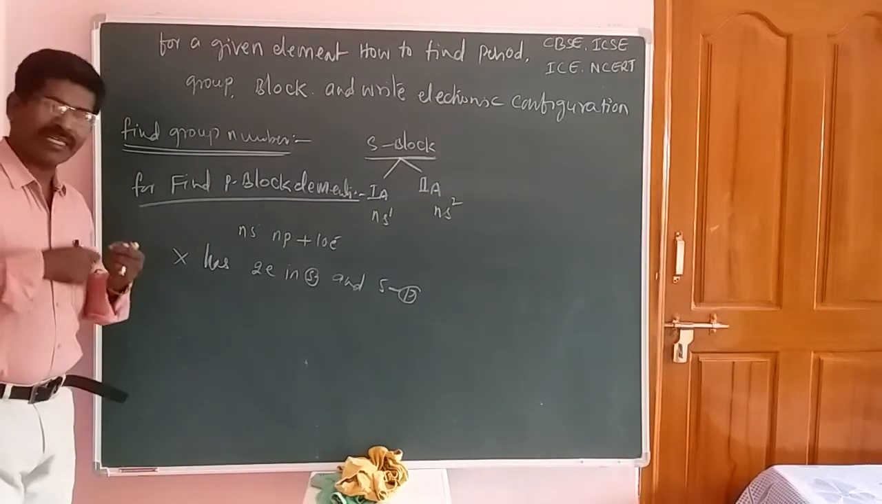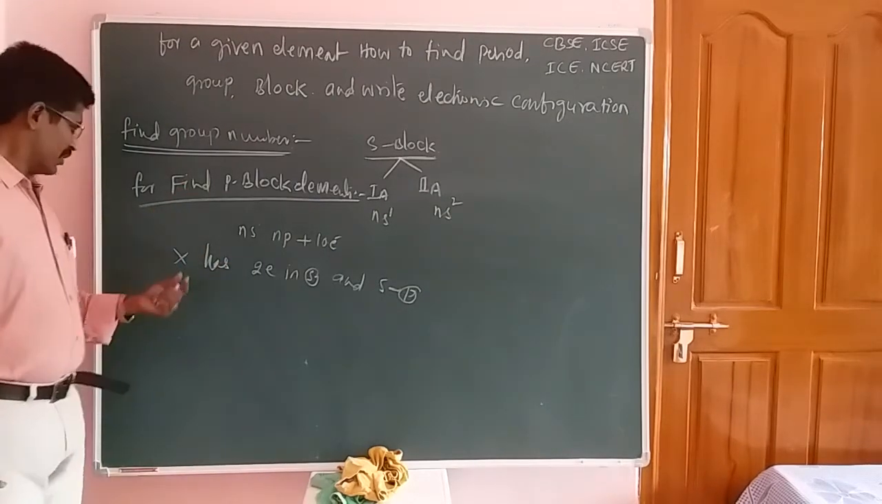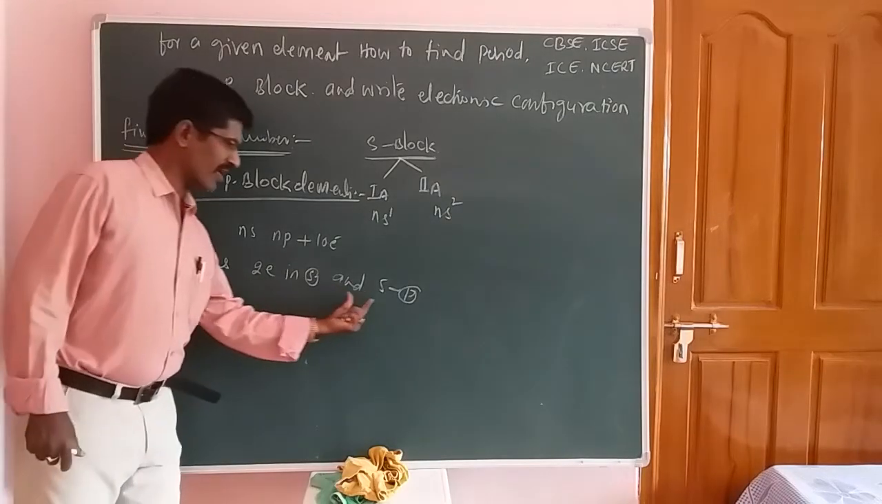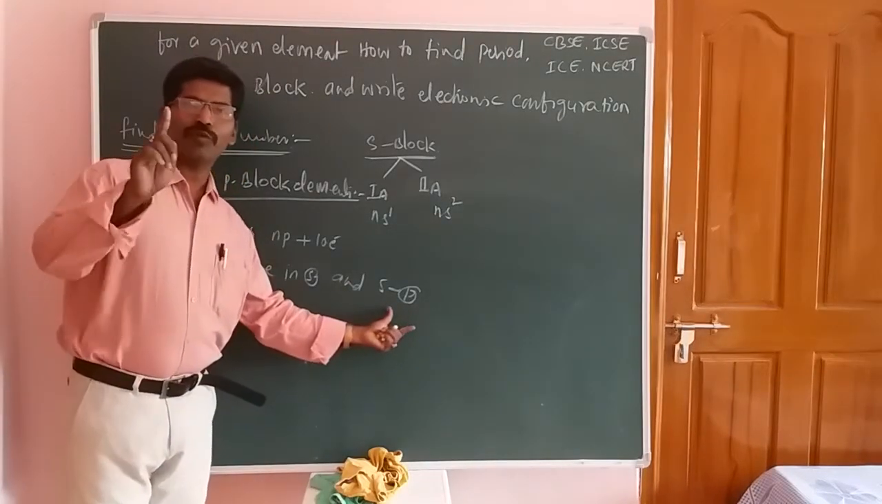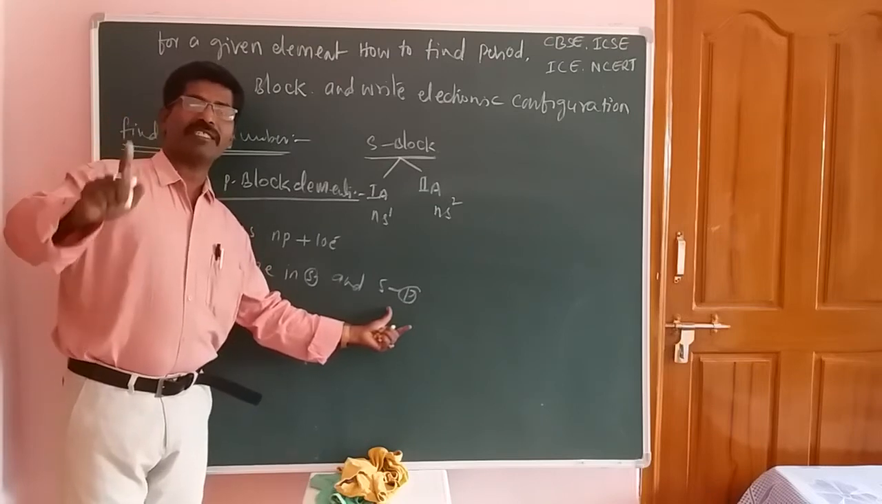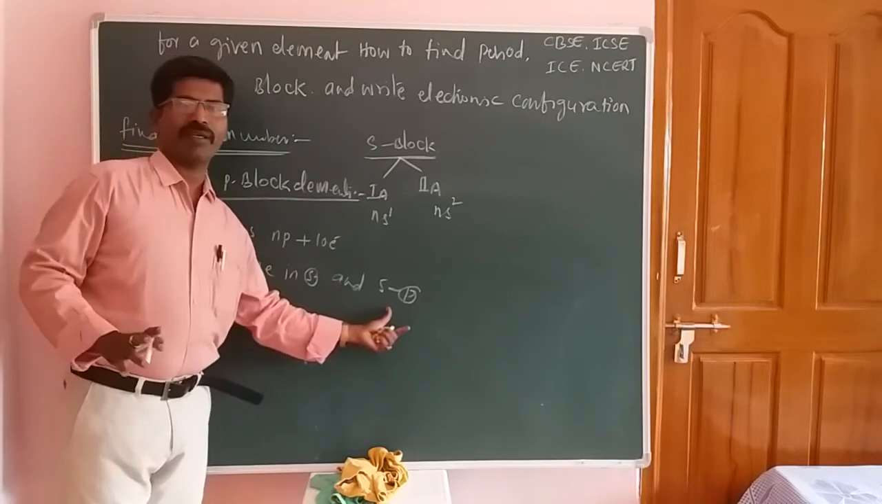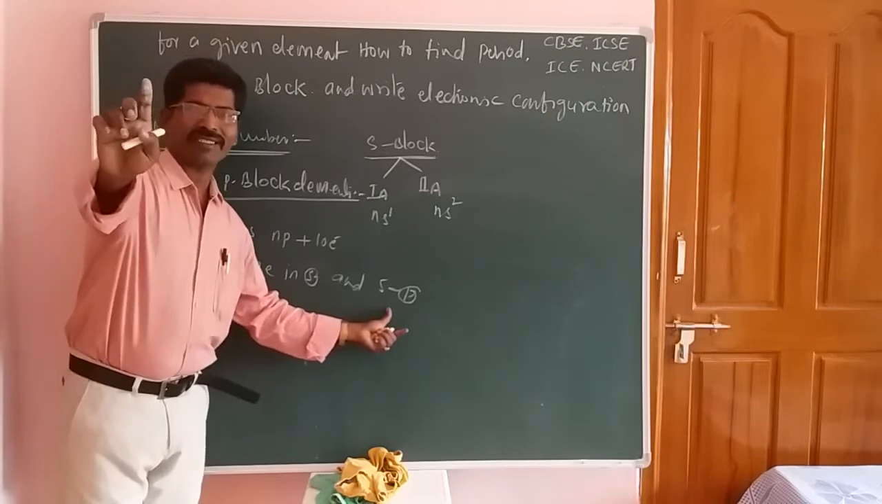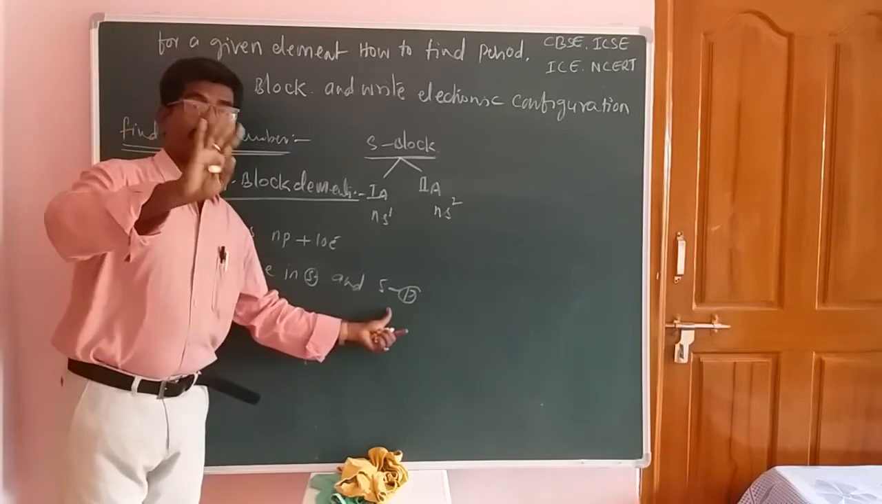How to find the group for this question? So X has 2 electrons in the s orbital and 5 electrons in the p orbital. Students, you know the maximum capacity of the s orbital is 2 electrons only. You know the maximum capacity of the p orbital is 6 electrons, friends. Don't forget that.